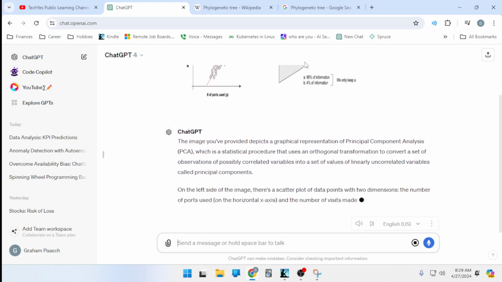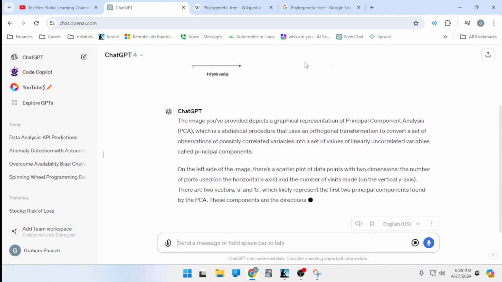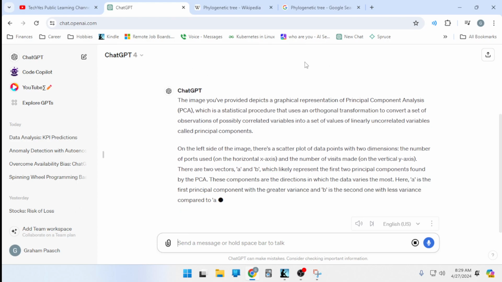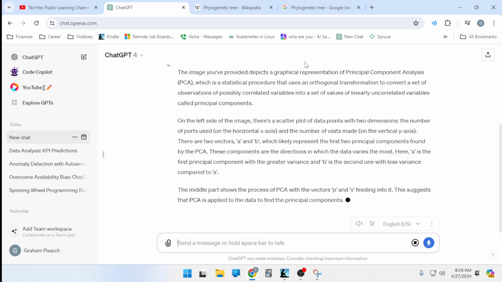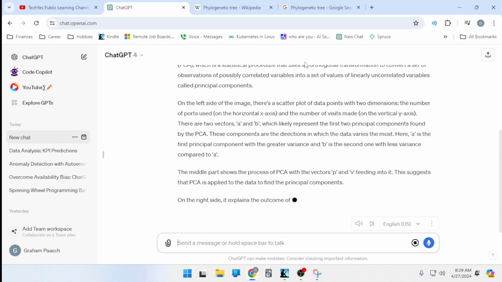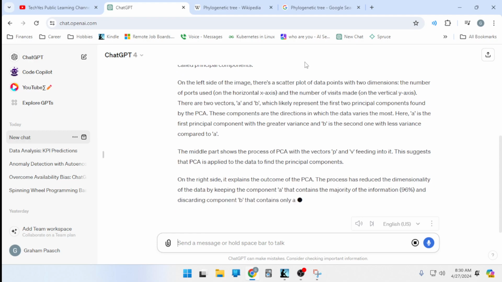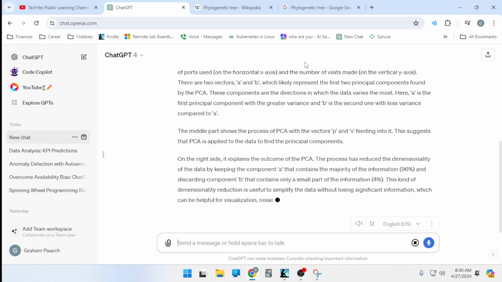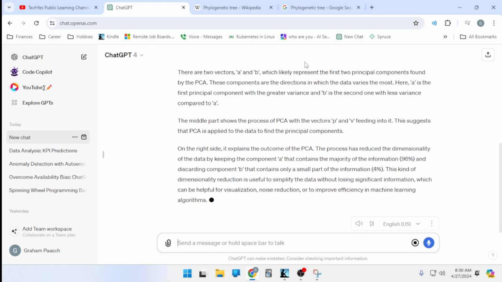The image you provided depicts a graphical representation of principal component analysis, PCA, which is a statistical procedure that uses an orthogonal transformation to convert a set of observations of possibly correlated variables into a set of values of linearly uncorrelated variables called principal components. On the left side of the image, there's a scatter plot of data points with two dimensions, the number of ports used on the horizontal x-axis, and the number of visits made on the vertical y-axis. There are two vectors, A and B, which likely represent the first two principal components found by the PCA. These components are the directions in which the data varies most. Here, A is the first principal component with the greater variance, and B is the second one with less variance compared to A.